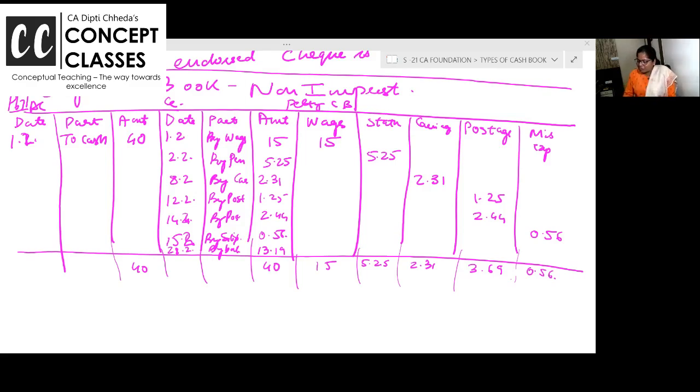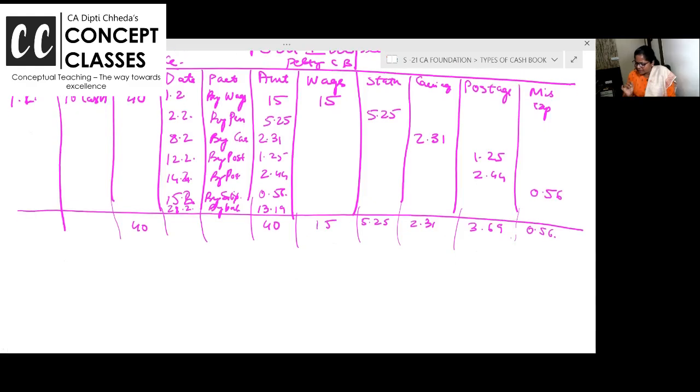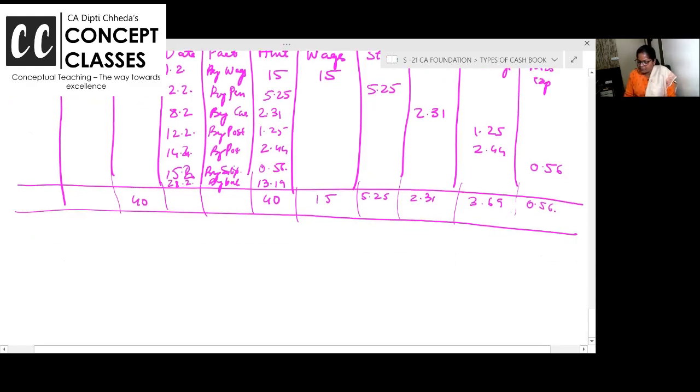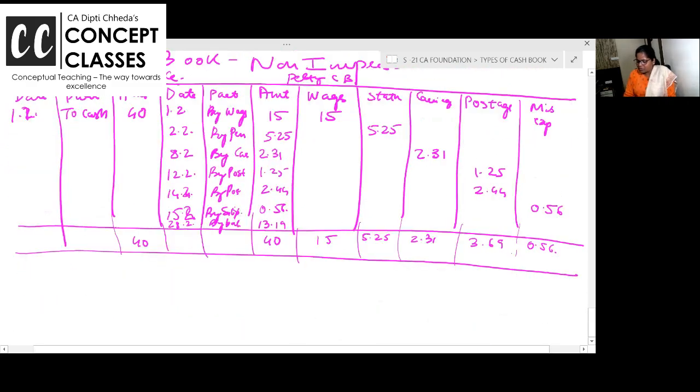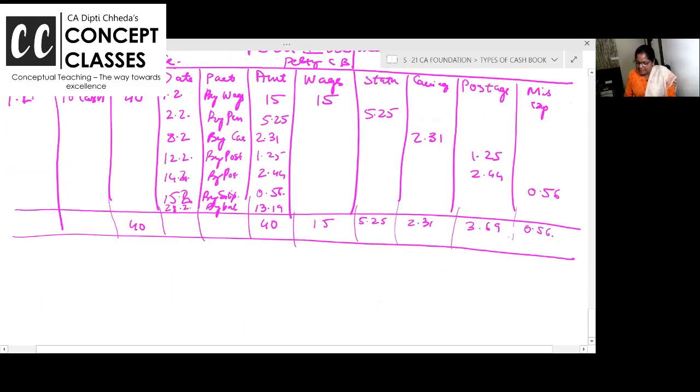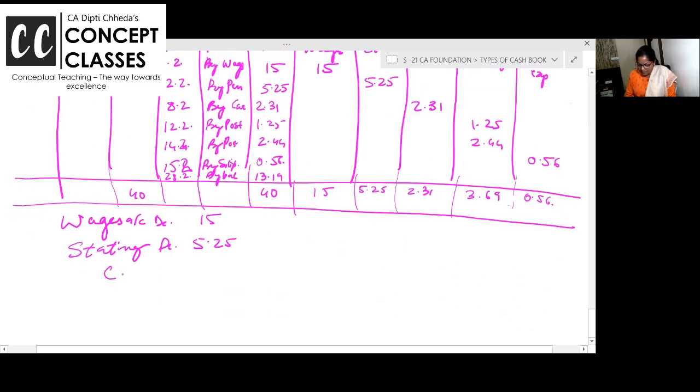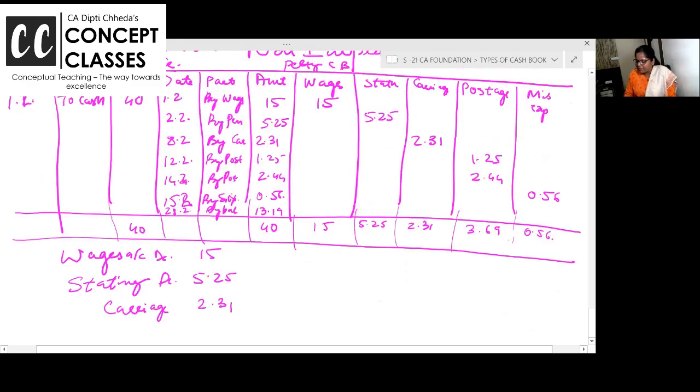Okay. Now for all this total, can we record one single entry? Journal entry. Wages account debit 15. Printing and stationery debit 5.25. Carriage debit 2.31.